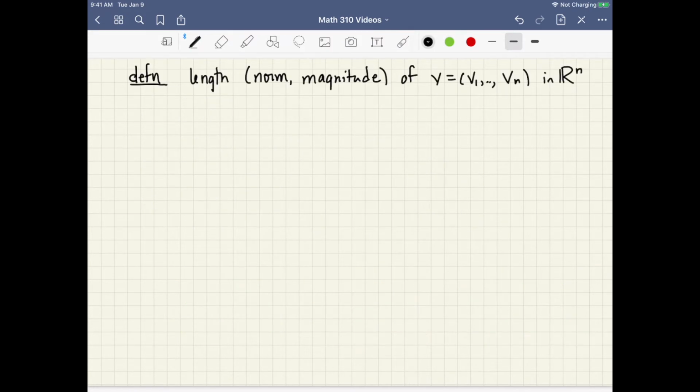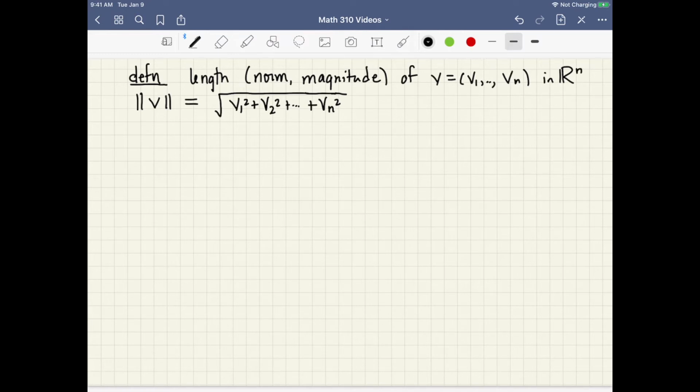So let's discuss a little bit the definition of the length of a vector. This is also called the norm of the vector or the magnitude of the vector v in Rn. So by definition, the length of v is, when v is v1 through vn, the square root of the first entry v1 squared plus the second entry v2 squared, all the entries squared and added up under the radical. This is a typical distance-looking equation in Euclidean space.